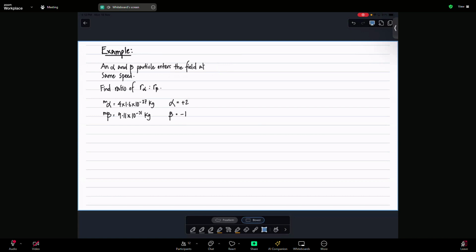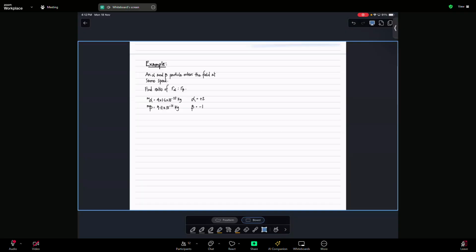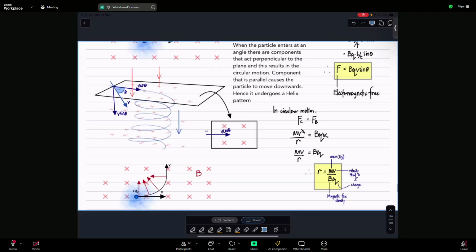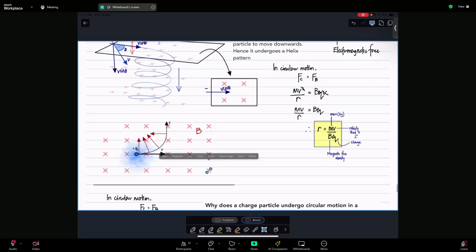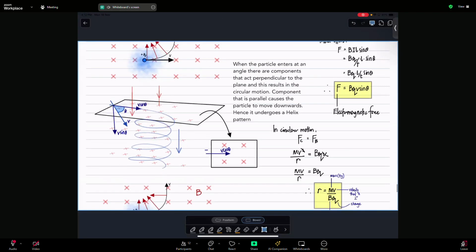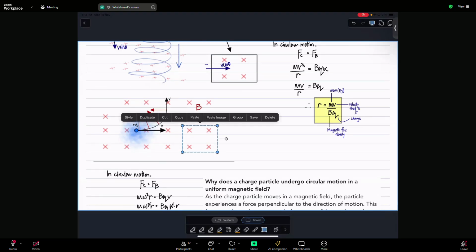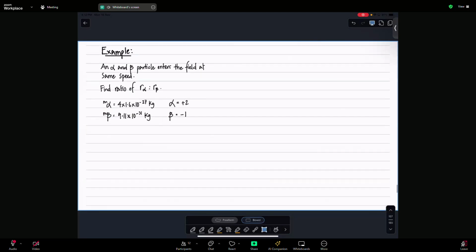There you go. An alpha and beta particle enter the field at the same speed. The ratio that you need to find is the ratio of the alpha to beta particle. I'll give you a diagram here for context. I've given all the values out there. In the exam, they will not give you the values because they're expecting you to know what the composition of alpha and beta is. So you know alpha, right? 4 and 2. And what is beta?